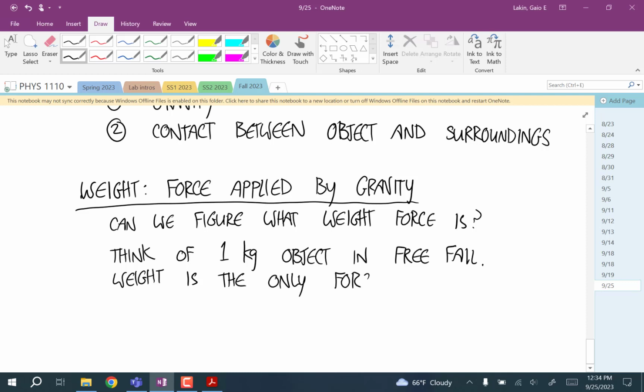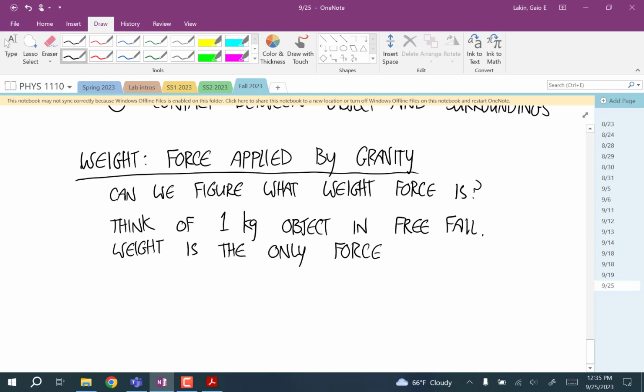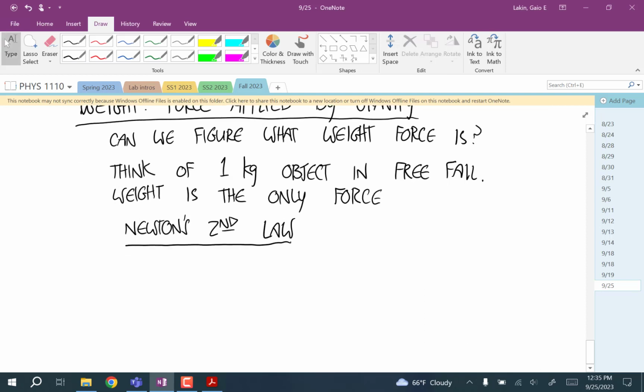So weight is the only force on the object. And what do we know about the object's acceleration? Yeah, right. So if we go to Newton's second law, the net force is just the force of gravity. Nothing else is acting on it, so I'll write it like this. Okay?